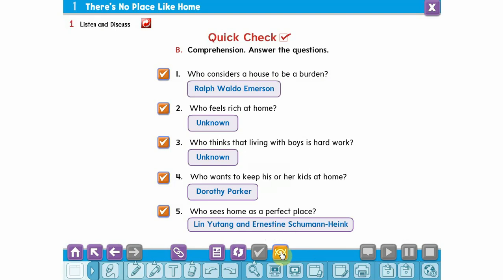Number 2, who feels rich at home? من اللي بيشعر بالغنى في المنزل؟ ده said by unknown. Who thinks that living with boys is hard work? Said by unknown. Who wants to keep his or her kids at home? Dorothy Parker. Number 5 and the last question, who sees home as a perfect place? That is Len Newton and Ernestine Schumann Henk.